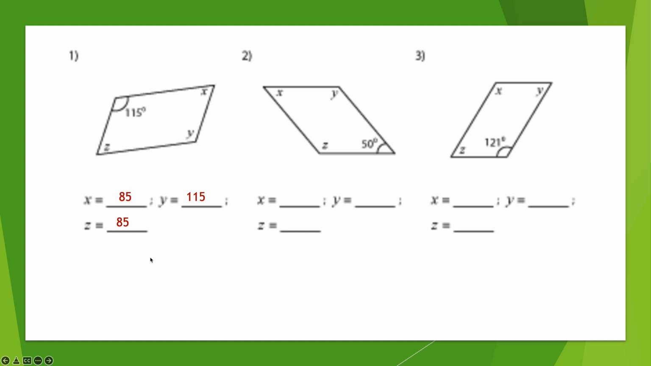All right. So you try number 2. Again, opposite angles are congruent, so angle X will also have to be 50, and angle Y is going to be supplementary. Remember, supplementary means adds up to 180. So 50 and 130 add up to 180. And Z is either opposite Y, making it 130, or supplementary to 50, making it 130.